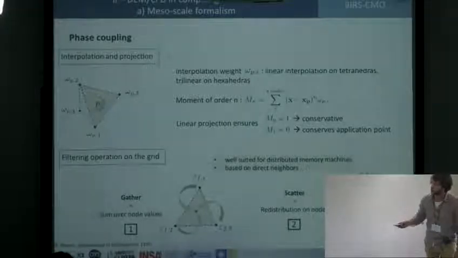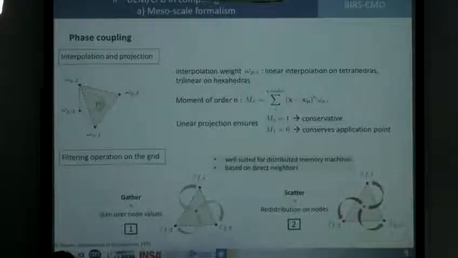Our filtering operation seems a bit strange sometimes. This one is really useful for us because it's only based on direct neighbors, so it has been said that for parallelism purposes it's really interesting.